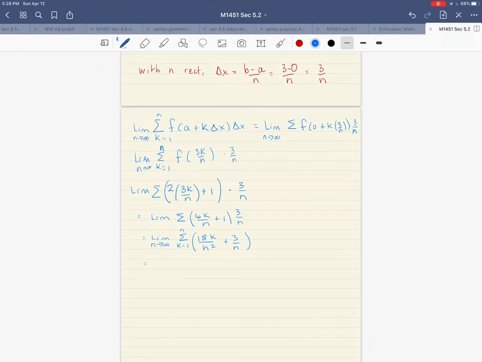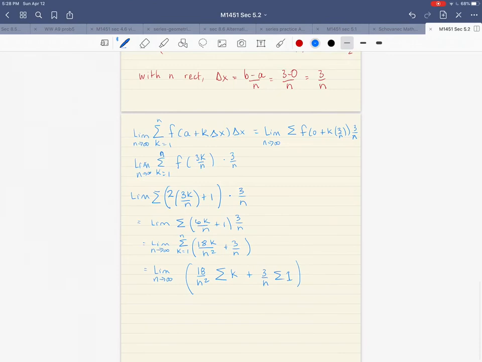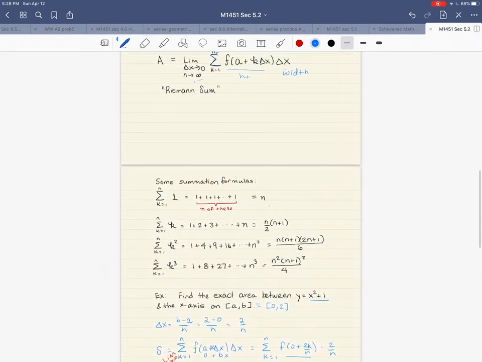So I'm going to take out everything that doesn't have a k on it and break my sum up. I'm going to first factor out the 18 over n squared. Then I have the sum of k. Then I factor out the 3 over n and have a sum of 1. Now we go back and grab those formulas.